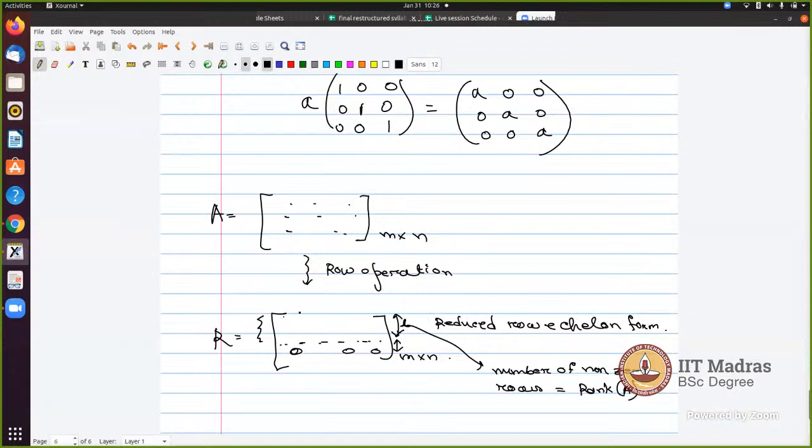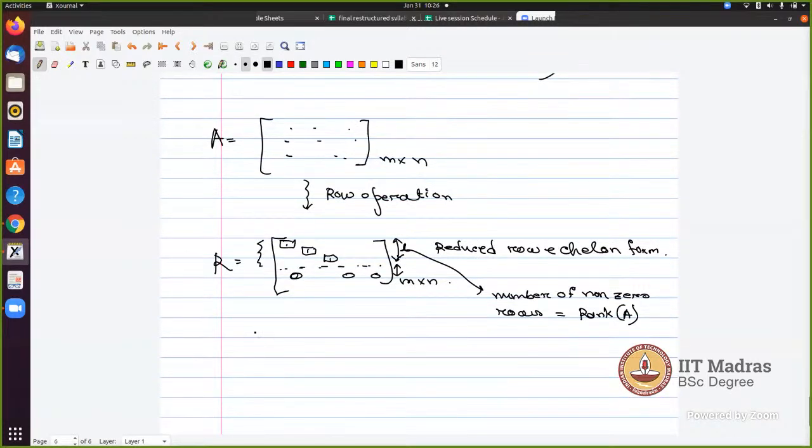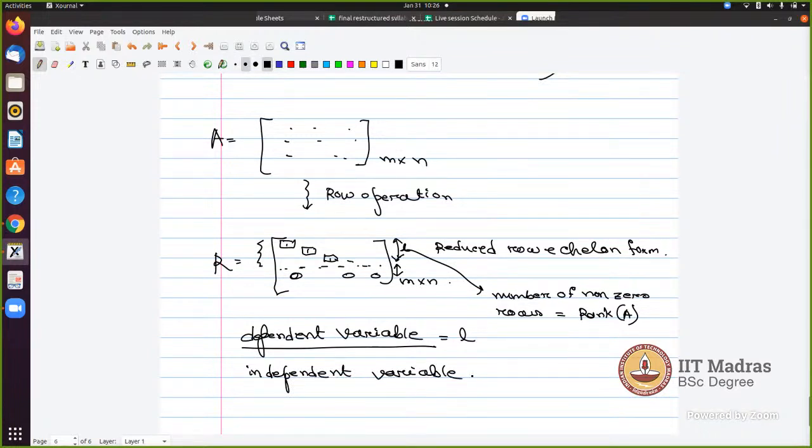Now, in these non-zero rows, there are pivot elements 1, 1, 1, like this. So how many dependent variables are there? 3. 1, 1, 1 is still L. Only wherever we have the one value, that is a dependent variable. So there are L many dependent variables, right? Yes, sir. And how many independent variables are there? N minus L. Exactly.